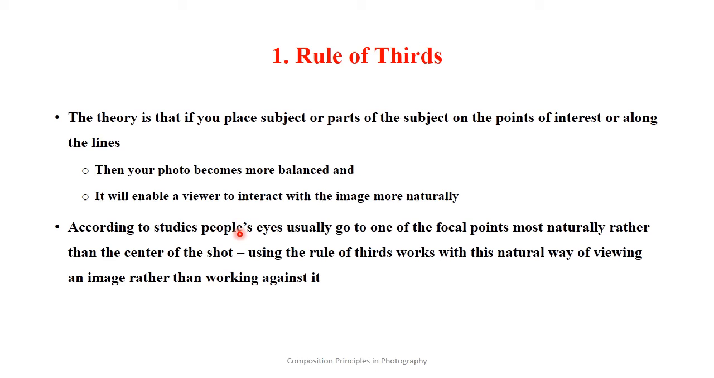And according to different studies, people's eyes usually go to one of the focal points most naturally rather than the center of the shot, right? So this is basically the reason that it is very natural to look at the focal points or the lines rather than the center, right? So this is basically the reason and the logic behind the rule of thirds.